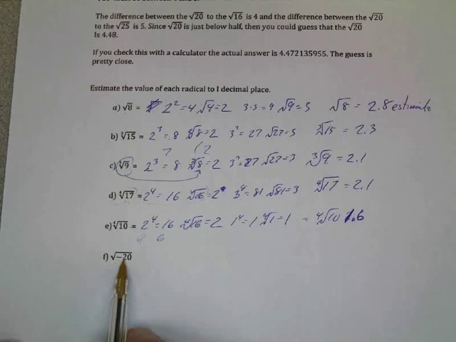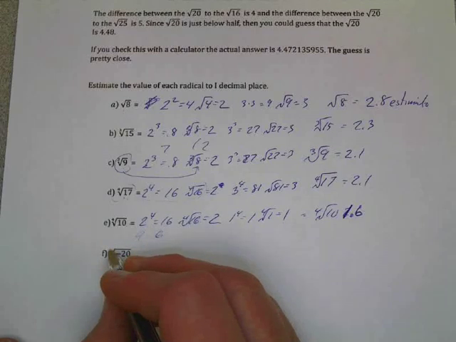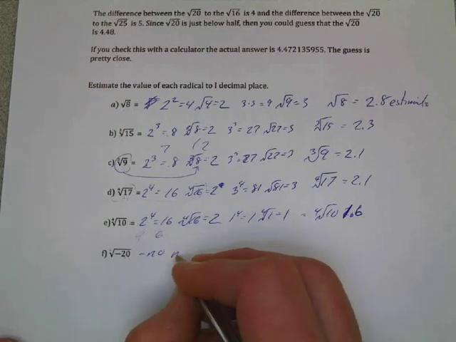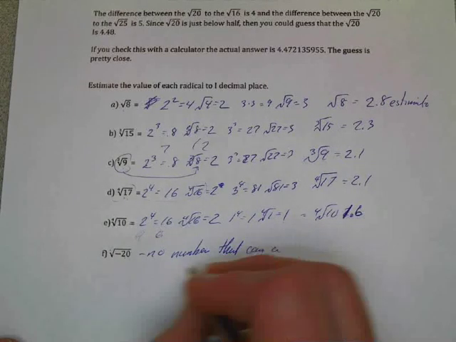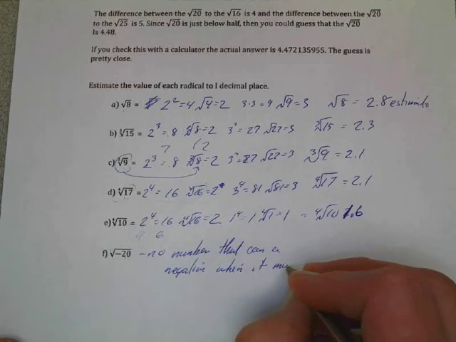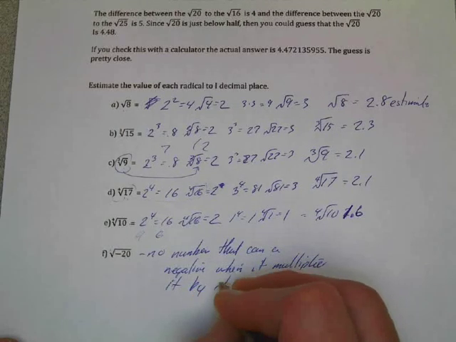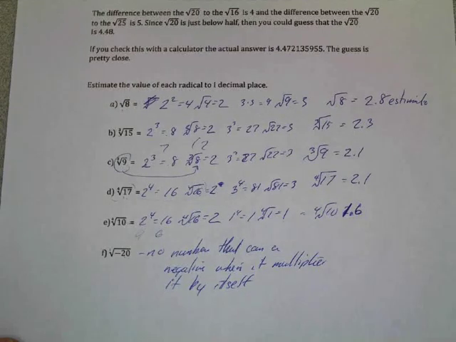The square root of negative 20. Once again I need the square root. It's an even root outside, negative inside. You can never do that, so there are no roots, no numbers that can equal a negative when it multiplies by itself. Negative 2 times negative 2 is 4. Negative 5 times negative 5 is 25. Everything's positive, so it doesn't work.